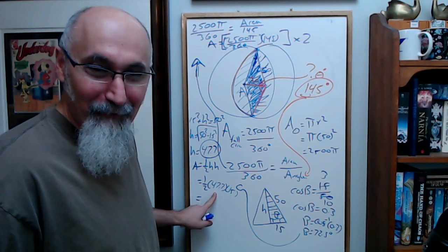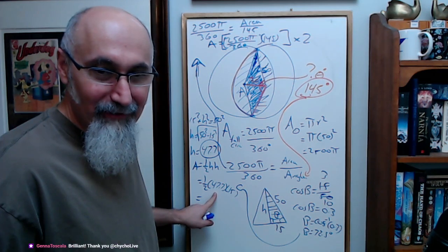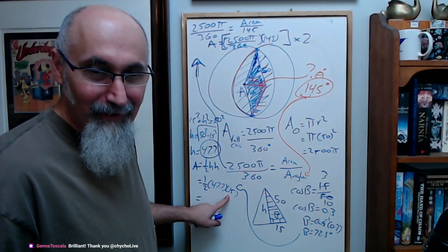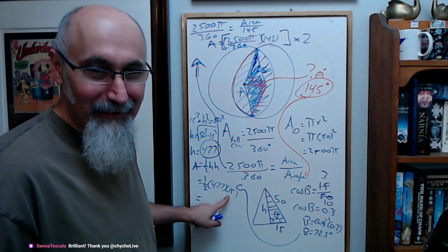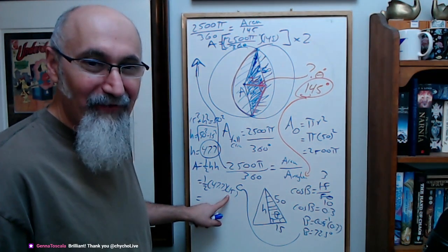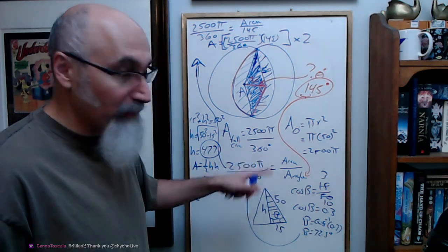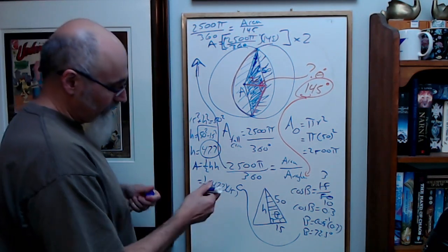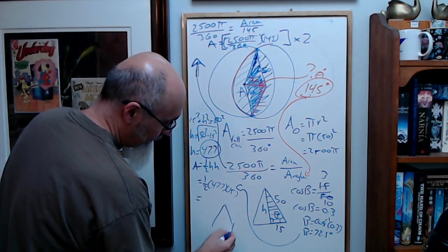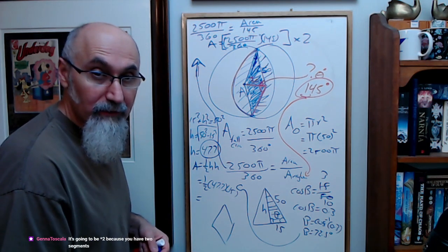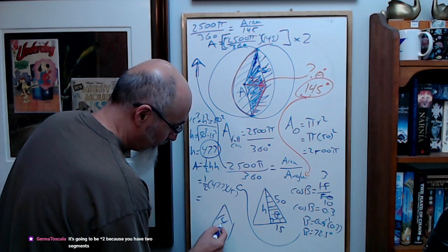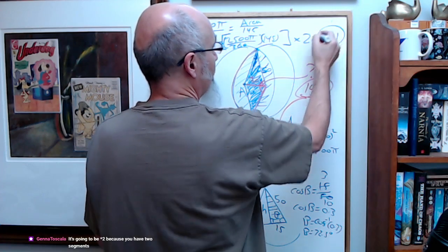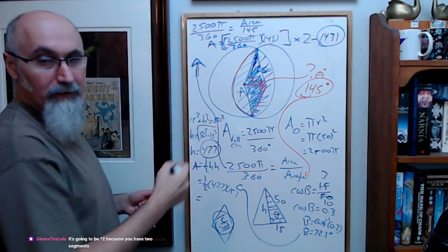So it's 47.7 times 15. Oh, my pleasure, Gina. Now I'm curious. Divided by 2. So it's 357.75, and we're going to multiply it by 4. So the total area of the diamond is 1431. And this minus 1431, that should give you the area of that guy.